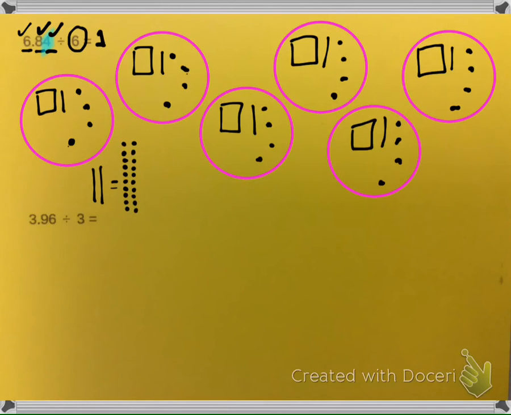And you can see that inside each group I have 1 whole, I have 1 tenth, and I have 4 hundredths. So my answer is 1 and 14 hundredths.